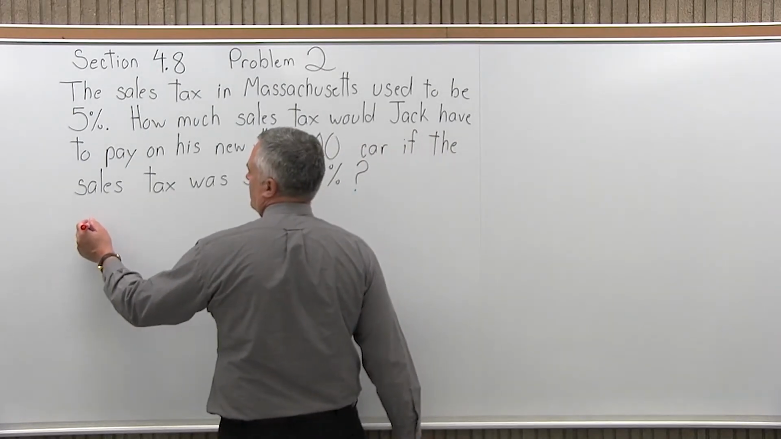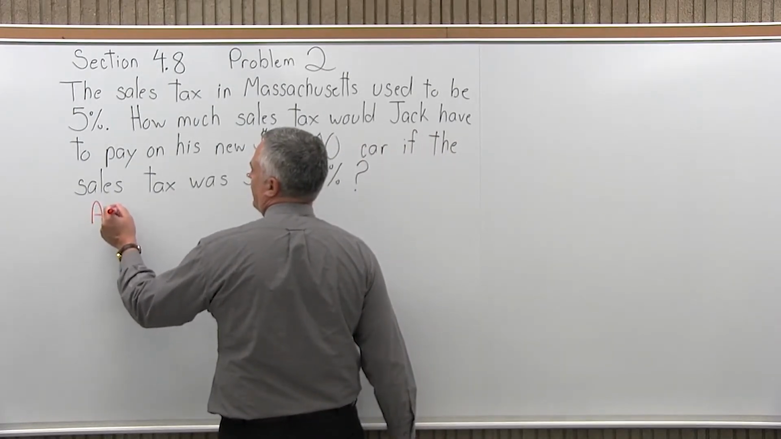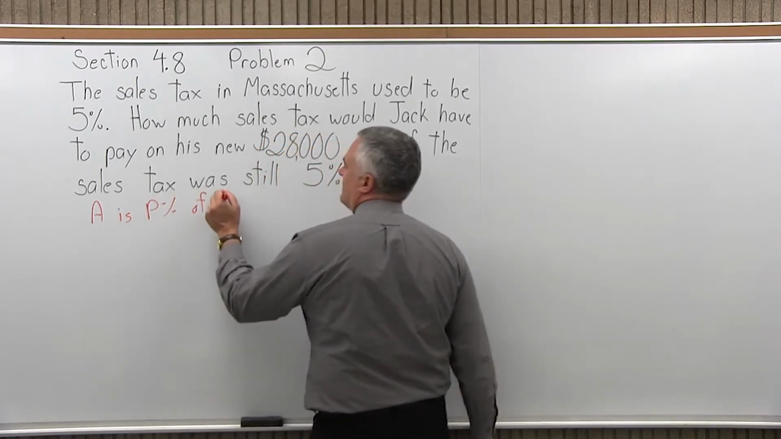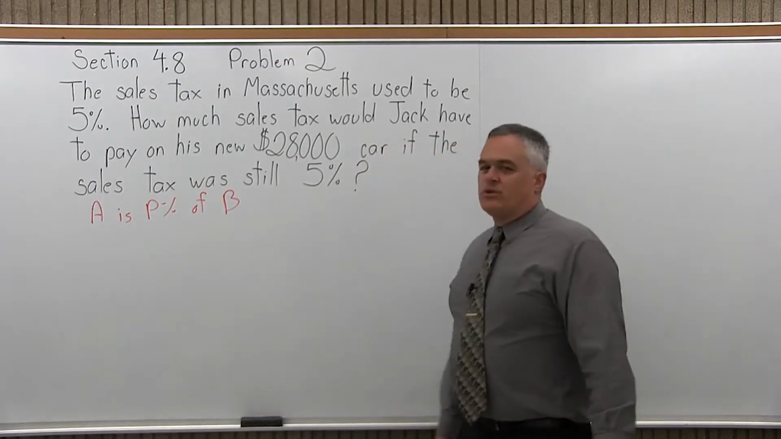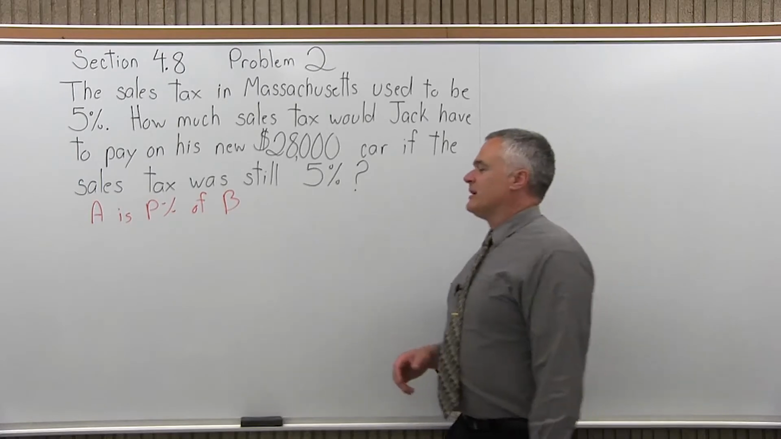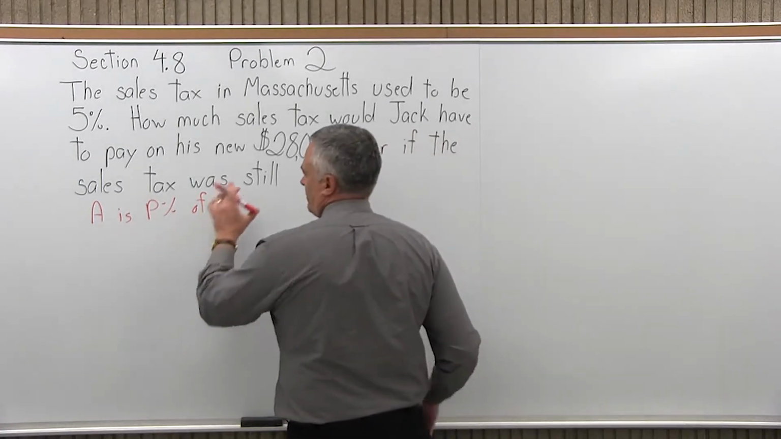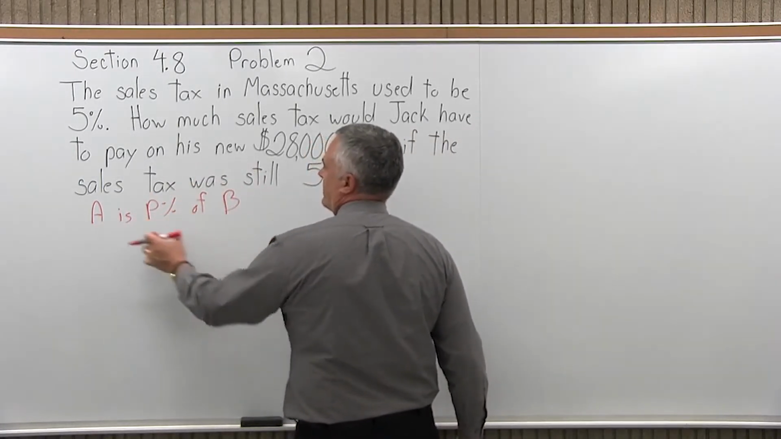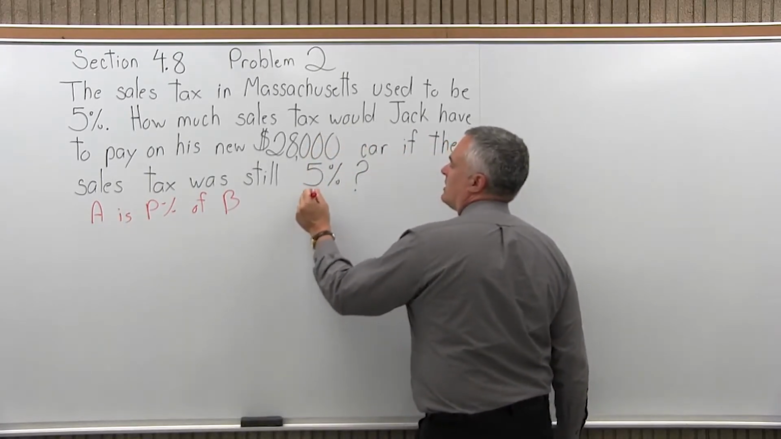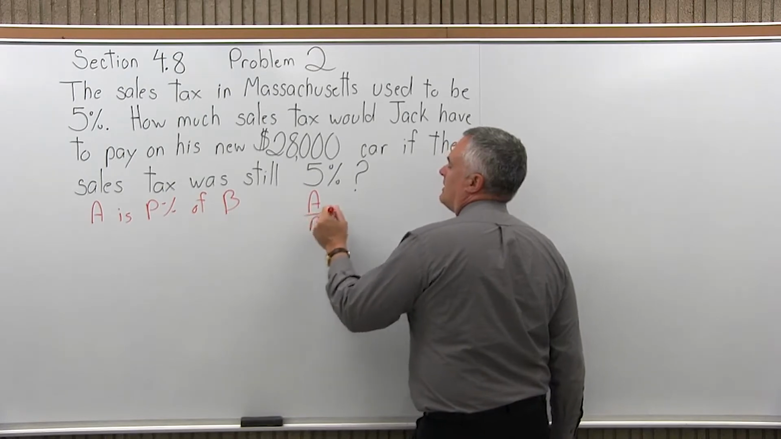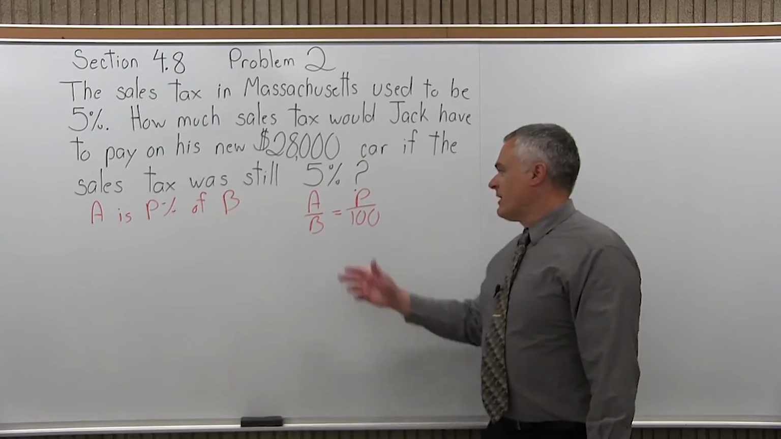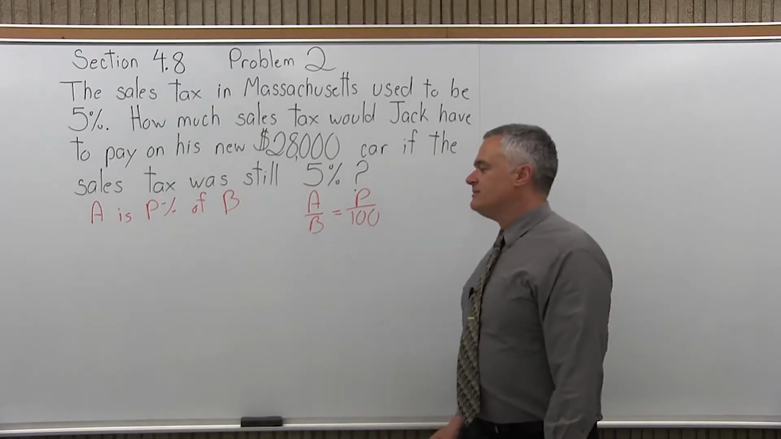Basically, I want to be able to write the problem in the form A is P% of B. And that's not the only way to do one of these sales tax problems, but this one formula works for every type of percent. So that's why I like it. I know if it's a percent problem, I go to this and it's going to work. And if I can write it in the form A is P% of B, I can use the formula A over B equals P over 100. And hopefully I'll only have one unknown, and then I can figure out what it is.